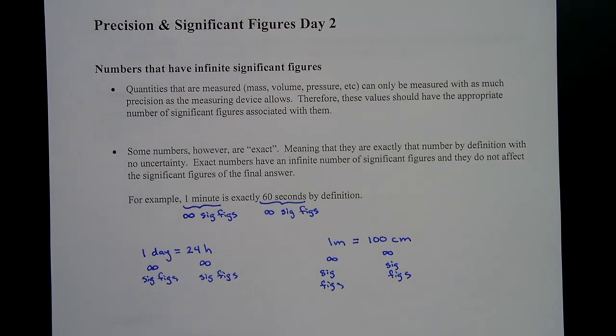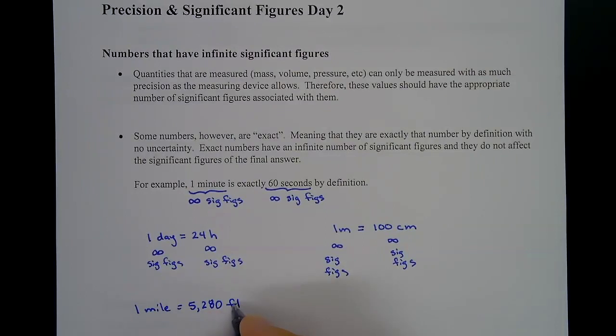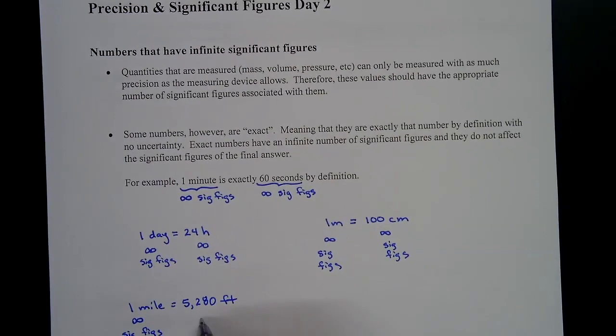Let me get some other ones. 1 mile, by definition, if you look up the Webster definition in the Webster dictionary, 1 mile is exactly 5,280 feet. So the 1 mile is exact, so that's infinite sig figs. And the 5,280 is an exact number, so that's infinite sig figs.